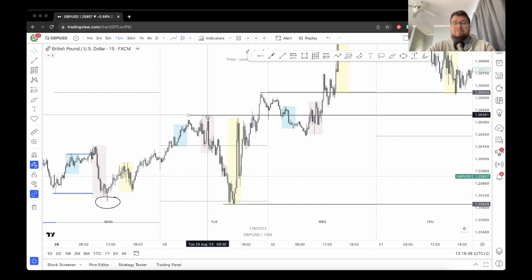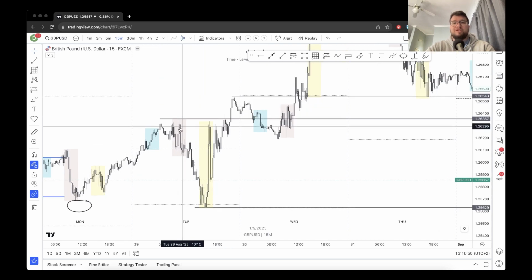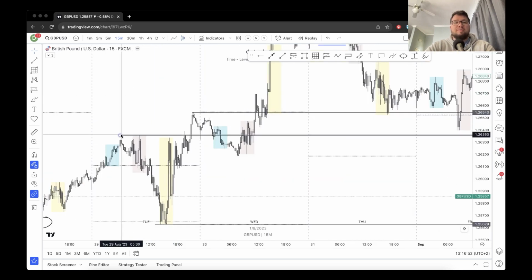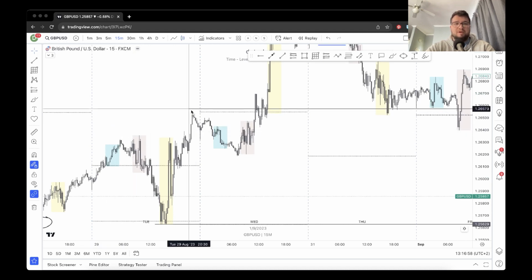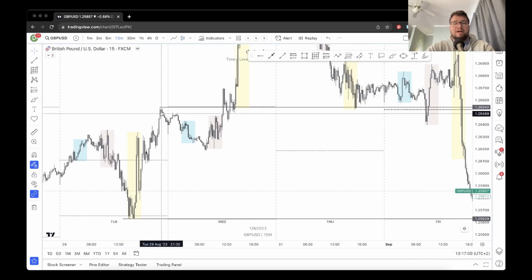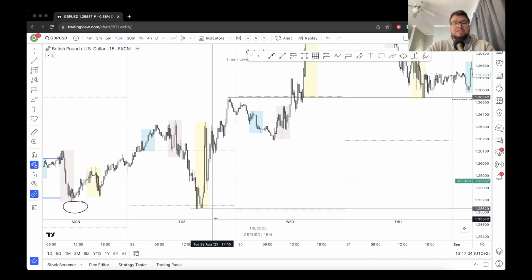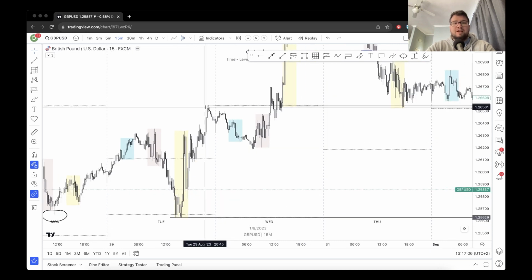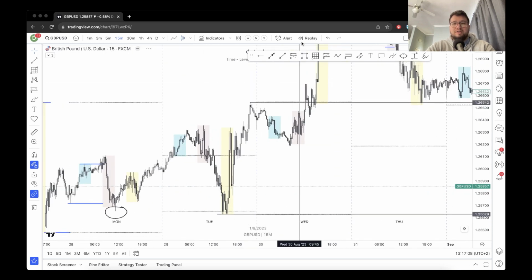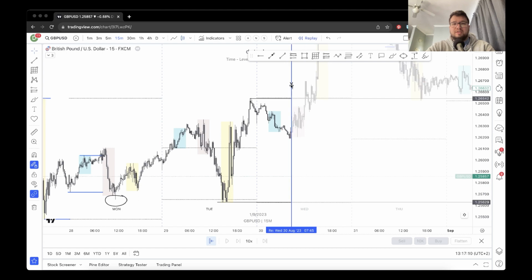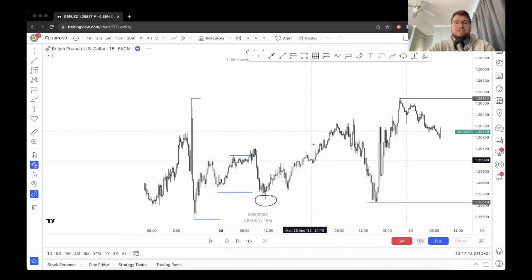So that high then becomes a drawn liquidity, where price then trades back into it, and then price sets a new high of the week, setting up the high of the week. So now we know that currently Tuesday is the low of the week, this is the high of the week, starting the day just before London session.